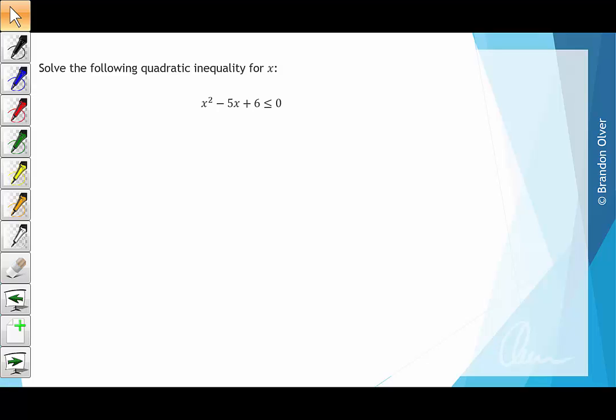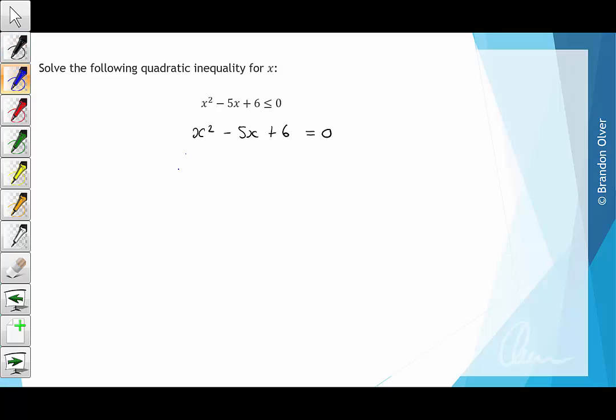In this video, we'll solve the following quadratic inequality for x. So we want to find when x squared minus 5x plus 6 is less than or equal to 0. So the first step when you're solving a quadratic inequality is to solve the quadratic equation. So that means we're going to solve x squared minus 5x plus 6 is equal to 0. And these will correspond to x-intercepts on a graph.